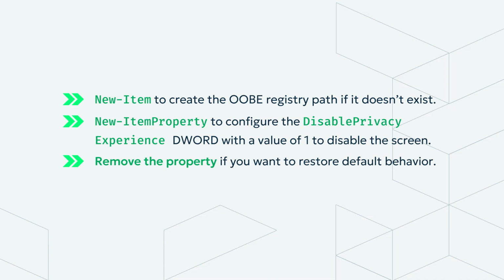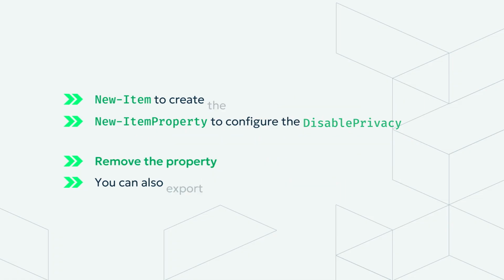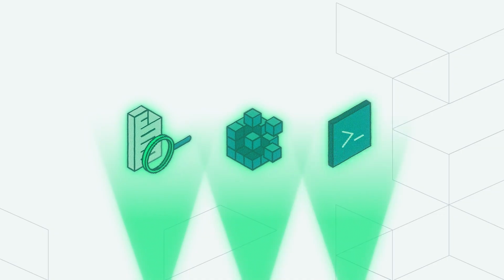You'll find the full, ready-to-use commands in our accompanying blog. You can also export them into a .ps1 script for deployment via external drives, network shares, or your endpoint management platform. Whether you use Group Policy for enterprise-wide deployments, Registry Editor for smaller setups, or PowerShell for scalable automation, Windows gives you the flexibility to enforce consistent privacy standards while reducing setup friction.